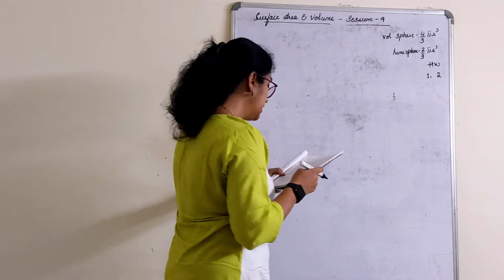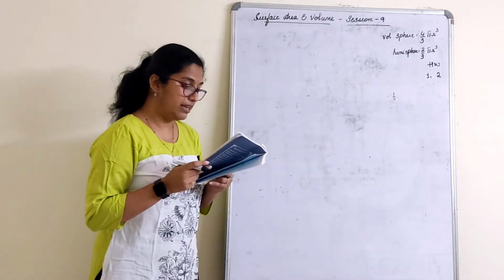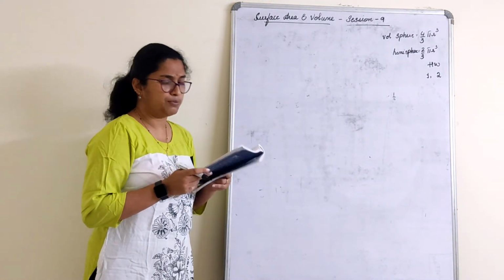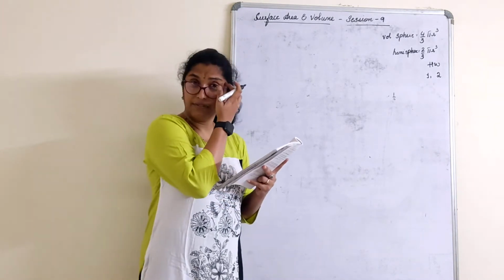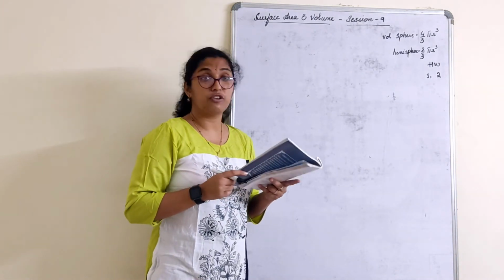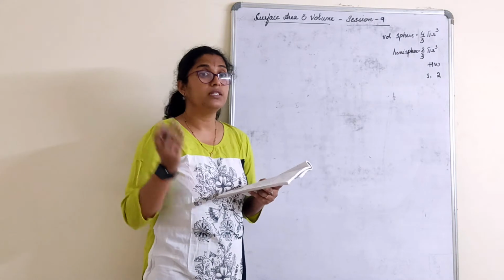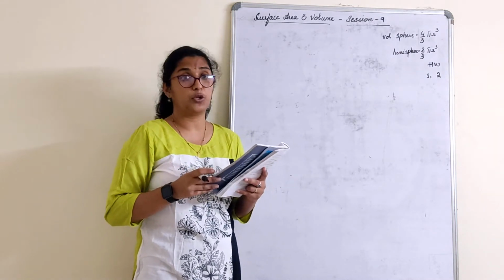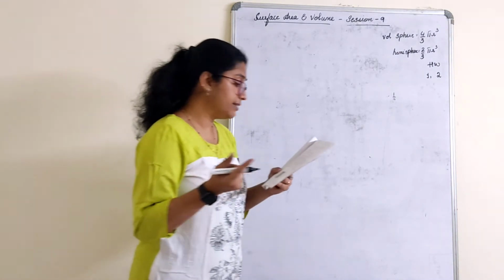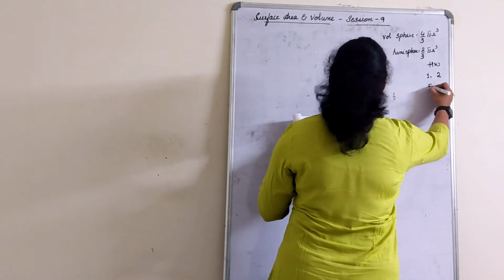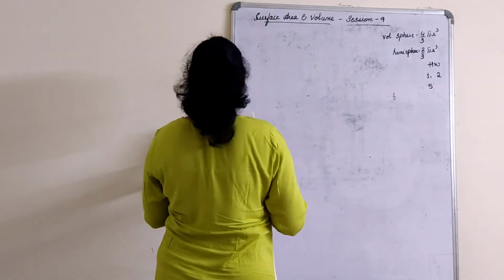Fifth one, how many liters of milk can a hemispherical bowl of diameter 10.5 hold? Diameter is given, find the radius. How many liters of milk? Volume. You will get an answer in terms of centimeter cube. Convert that in terms of liter. Direct question. Fifth one is for homework.